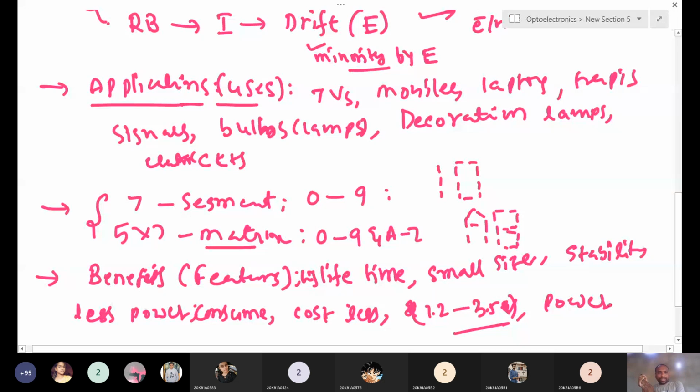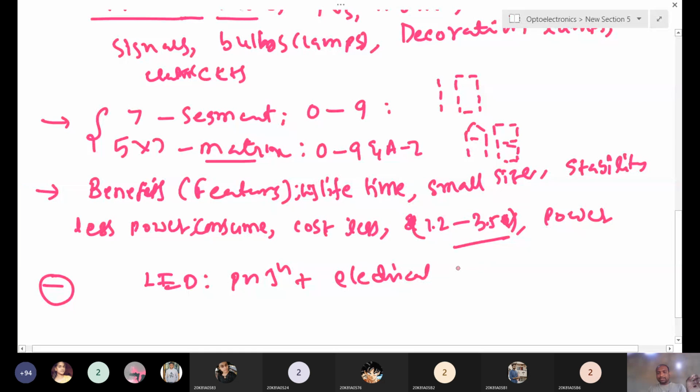So any doubts here in this LED topic? Suppose if you have the question, first you have to write the LED definition. LED means it is a simple PN junction diode. It converts electrical energy to optical energy. This conversion happens under forward bias condition. This is the definition.